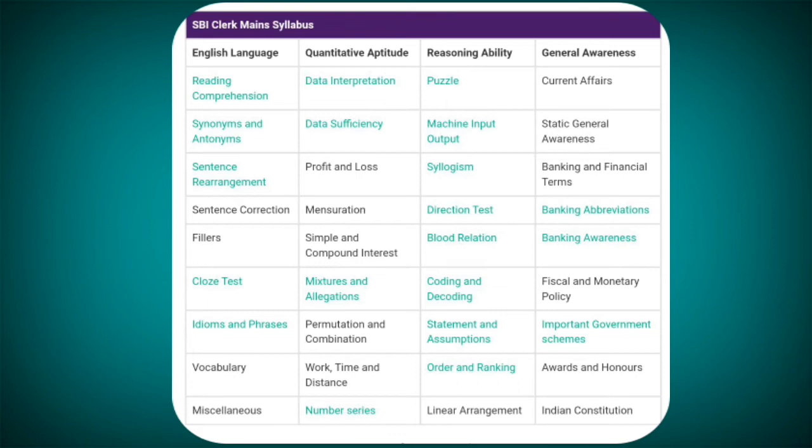English Language, Sentence Correction; Quantitative Aptitude, Mensuration; Reasoning Ability, Direction Test; General Awareness, Banking Abbreviations. English Language, Fillers; Quantitative Aptitude, Simple and Compound Interest; Reasoning Ability, Blood Relation; General Awareness, Banking Awareness. English Language, Cloze Test; Quantitative Aptitude, Mixtures and Allegations; Reasoning Ability, Coding and Decoding; General Awareness, Fiscal and Monetary Policy. English Language, Idioms and Phrases; Quantitative Aptitude, Permutation and Combination; Reasoning Ability, Statement and Assumptions; General Awareness, Important Government Schemes. English Language, Vocabulary; Quantitative Aptitude, Work, Time and Distance; Reasoning Ability, Order and Ranking; General Awareness, Awards and Honors. English Language, Miscellaneous; Quantitative Aptitude, Number Series; Reasoning Ability, Linear Arrangement; General Awareness, Indian Constitution.